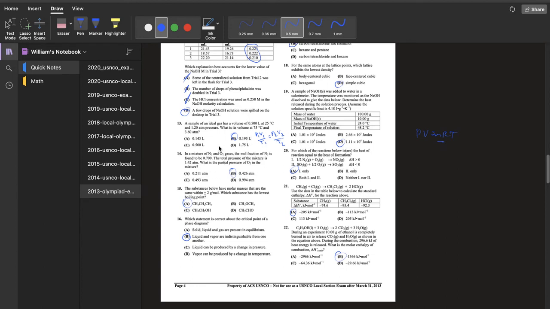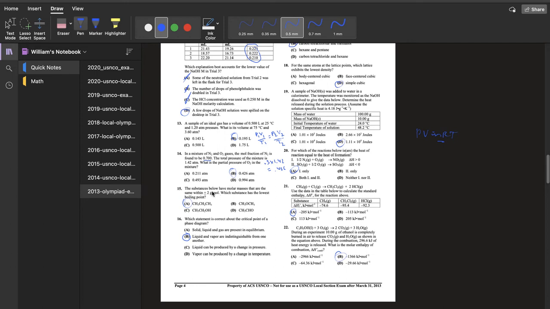Number 14, you have a mixture of N2 and O2. You know the mole fraction, the total pressure. What is the partial pressure? The mole fraction of N2 is 0.7, and there's only N2 and O2. The mole fraction of O2's got to be 0.3. So 0.3 times the total pressure equals 0.426.